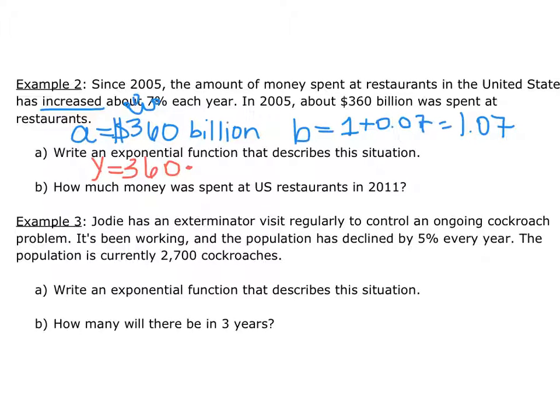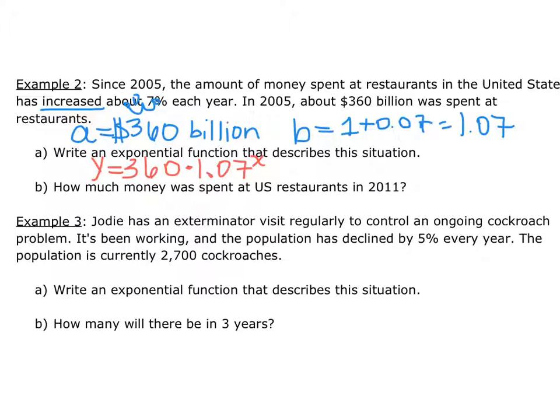All right, so then that's going to be times, what's my b value, Xavier? Look at your paper. What's our b value? We just wrote it down. 1.07. So times 1.07 to the x power, because x is going to be the number of years that pass since 2005. So in 2006, x would be 1. 2007, yes.